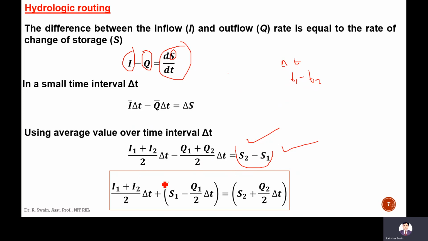We can write this in this form: I1 plus I2 by 2 into delta T, plus S1 minus Q1 by 2 into delta T, is equal to S2 plus Q2 by 2 into delta T. This equation we have to remember; this is the hydrologic routing equation. Using this equation, the routing is carried out.